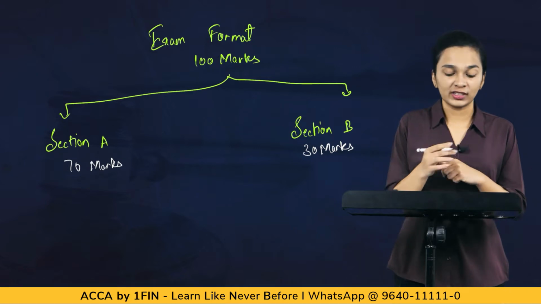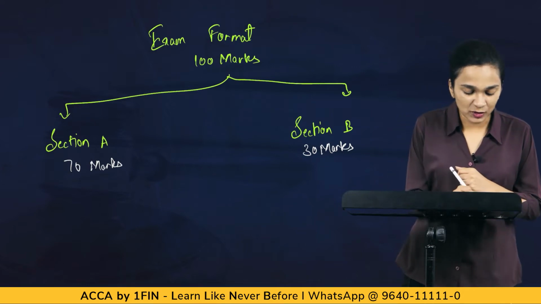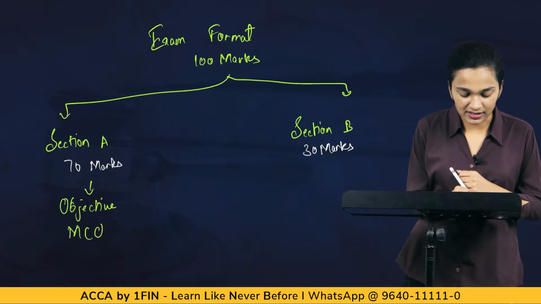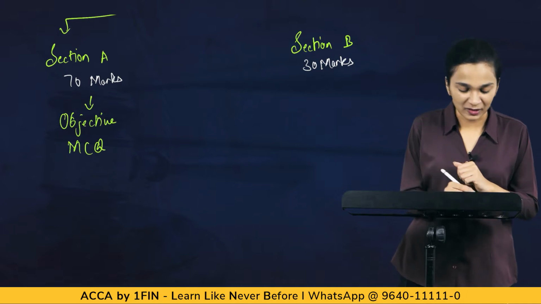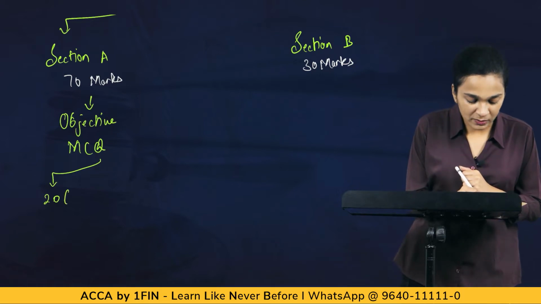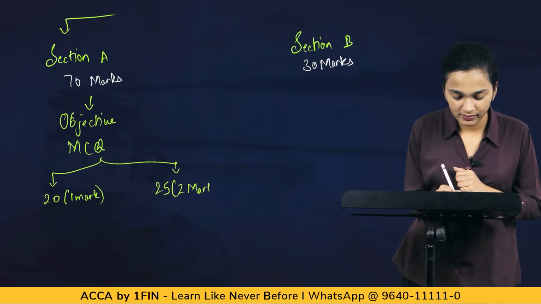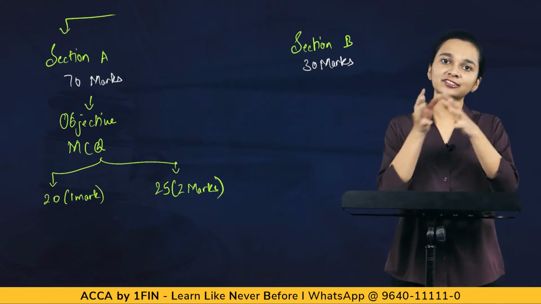Now talking of section A, what type of questions are you going to get here under section A? This is a completely objective part. You will have multiple choice questions here, MCQs. Now these MCQs are also divided into two categories. How? Let's understand. You will have 20 MCQs of 1 mark each and 25 MCQs of 2 marks each. Okay, so 70 marks is for objective multiple choice questions.